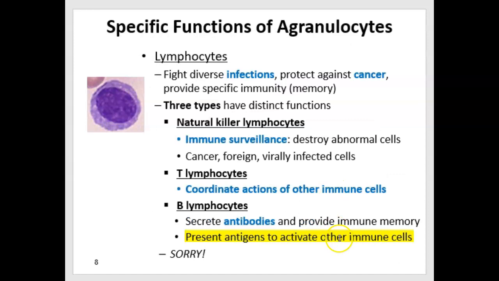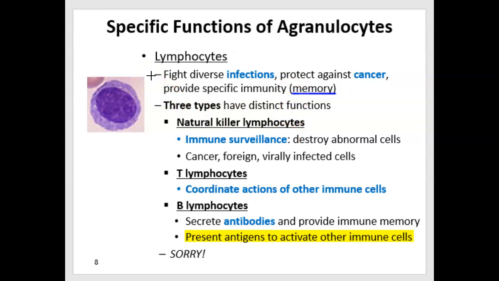Okay, the other type of agranulocyte is a lymphocyte. These fight diverse infections, protect against cancer, and provide memory in our immune system. Before we get into the details of lymphocytes, let's first look at the structure.